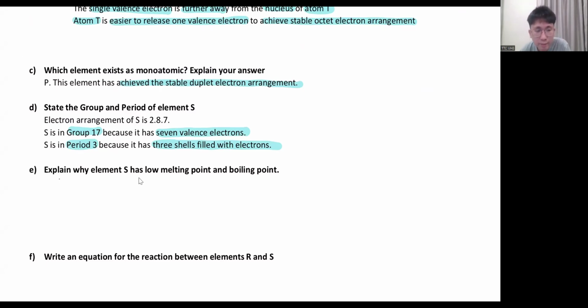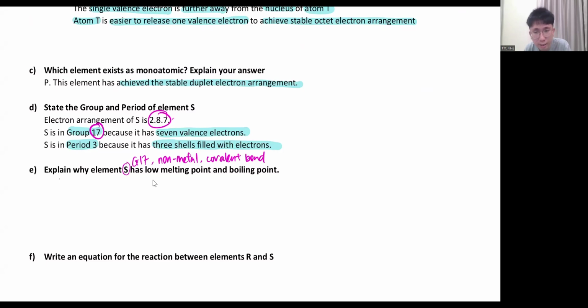And explain why element S has a low melting and boiling point, guys. Element S is where? Element S is this one, 2.8.7. So as I said, it's a group 17 element, so it will be a non-metal. Group 17, non-metal. Non-metal means what bond? Guys, non-metal means covalent bond.